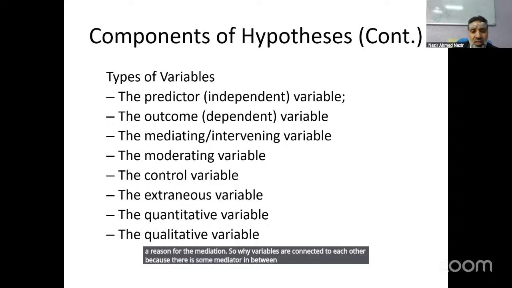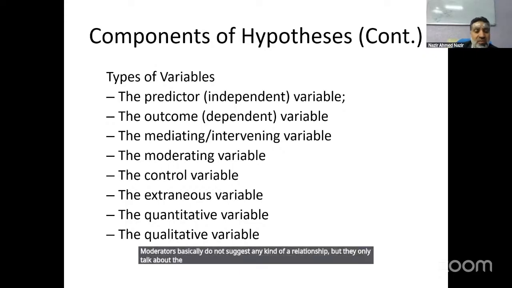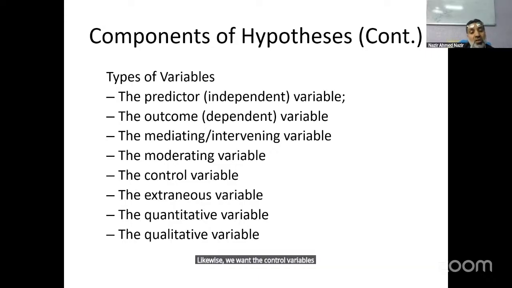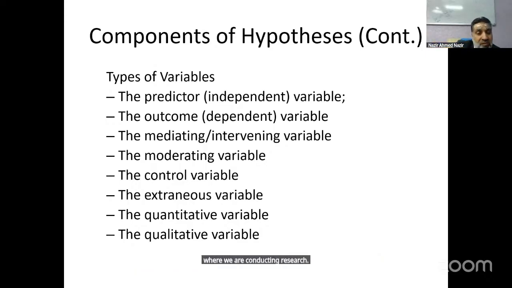Likewise, moderators. Moderators do not suggest any kind of relationship, but they only talk about the strengthening or weakening of the relationship between the variables. Likewise, we have control variables. Control variables are those variables which a scholar or researcher wants to keep at bay. He does not want them to play a role when doing the research. So again, we have software available where we are conducting research, where we have demographic variables particularly.